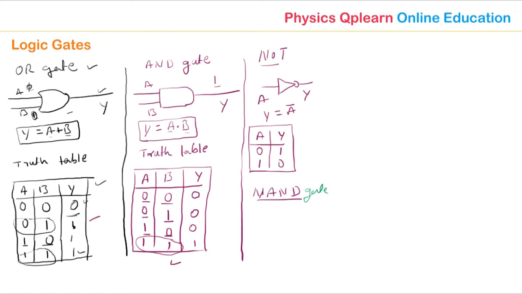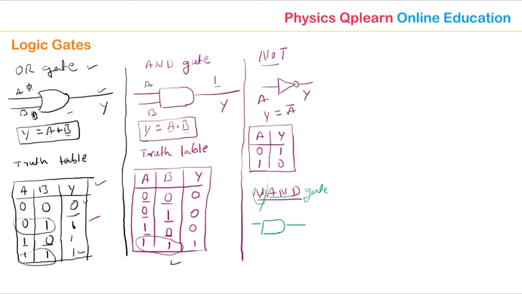Okay, what is the circuit symbol? We can design the circuit symbol in two ways. The first one I will draw. NAND gate means there are two gates here: the AND gate is one and the NOT gate is one. It is a combination of the NOT gate and the AND gate, and it is called the NAND gate. So first I will write the AND gate. So this is the circuit symbol of the NAND gate.